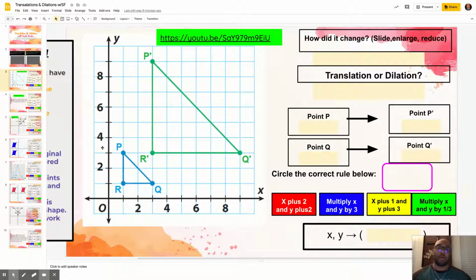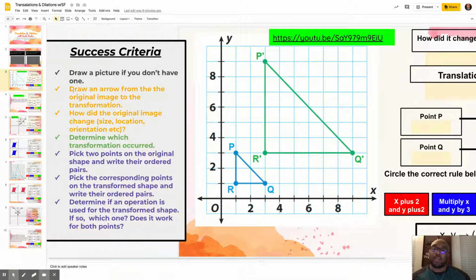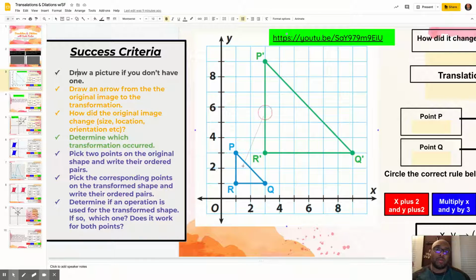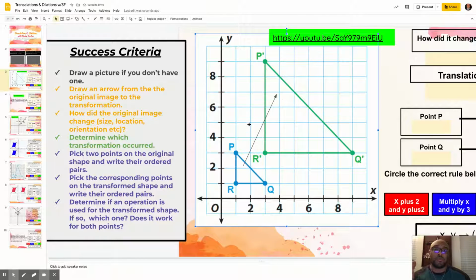If we follow our rules right here, we'll see that it says draw a picture if you don't have one, and we have a picture here. And then 2 says draw an arrow from the original image to the transformation. So ideally, I would go insert arrow, okay? And you would do that by going to line. So insert line arrow, and then I could draw me a little arrow right there. So it's going from this old one to the new one, all right?